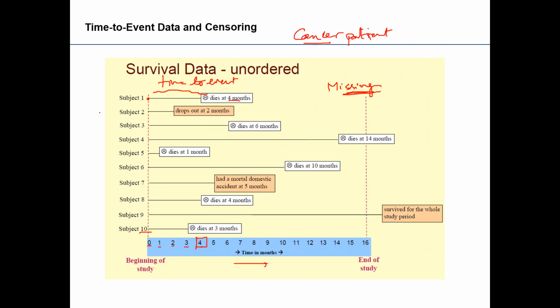But if you see subject 2, he initially enrolled into this clinical trial, into this study, but maybe due to some reasons, it could be various reasons, we don't know. Maybe the family members felt that this is of no use, so he was requested to drop out of that study. After 2 months, the person has dropped out of that particular study. After this, I don't know what is happening to him. So this data is censored.